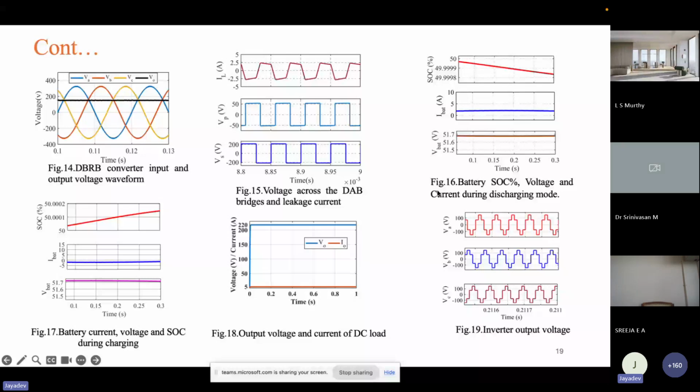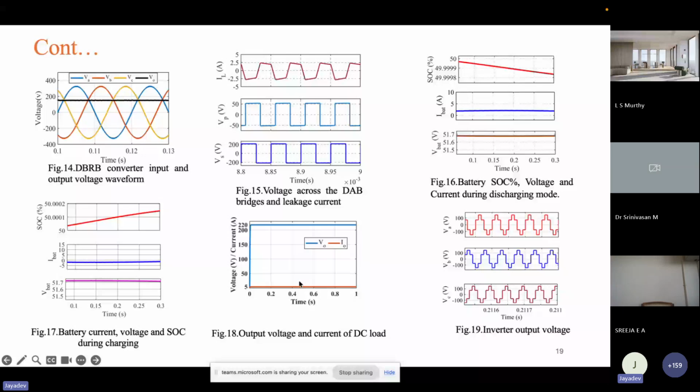Figure 16 shows the discharging case, whenever the load demand is more compared to the source. At that time the battery is discharged, and you can see the SOC level decreasing while maintaining the voltage, and it is supplying some positive current. In the charging case, in figure 17, you can see the SOC level increasing while the current reference became negative, and the voltage is maintained at a nearly constant value. With this, we maintain the DC link voltage at 220 volts and around 5 ampere is given to the DC load.